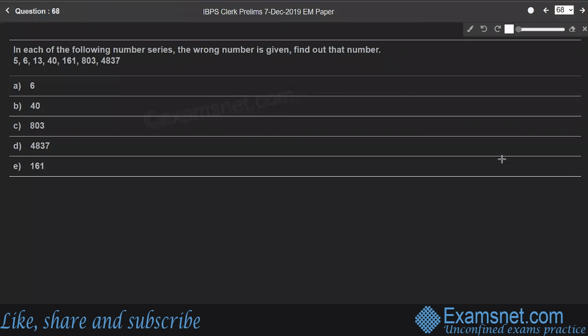Question 68. In each of the following number series, the wrong number is given. Find that number. Here, the first number is 5 and the second number is 6. 6 is obtained by multiplying the first number by 1 and adding 1: 5 into 1 is 5, plus 1 is 6. Again, the second number into 2 plus 1 gives 6 into 2, 12, plus 1 is 13.